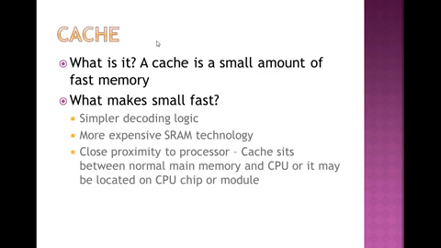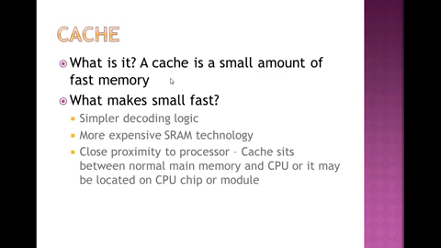Now, what is cache? A cache is a small amount of fast memory. Why is it used in small amounts? Because it can store only a small amount of data and instructions, but the advantage is that it is very fast memory. What makes small fast? That is, why is it small and why is it fast? The first reason is simpler decoding logic. The logic used in cache memory is simple for decoding the instructions, which is one of the phases of the instruction.